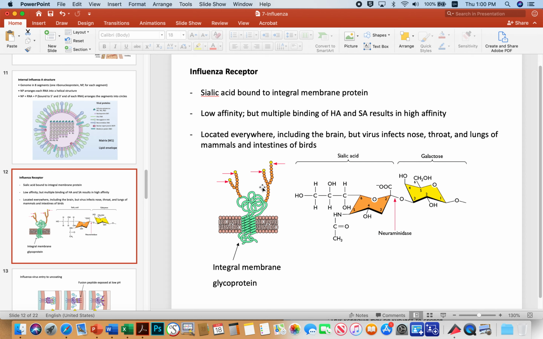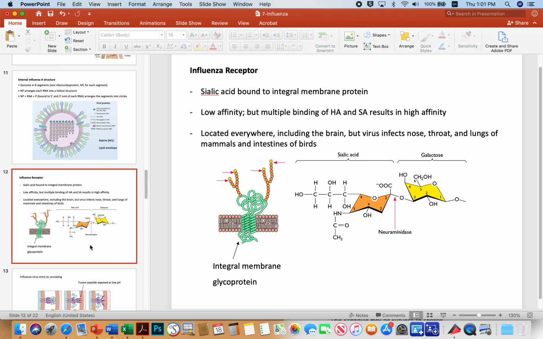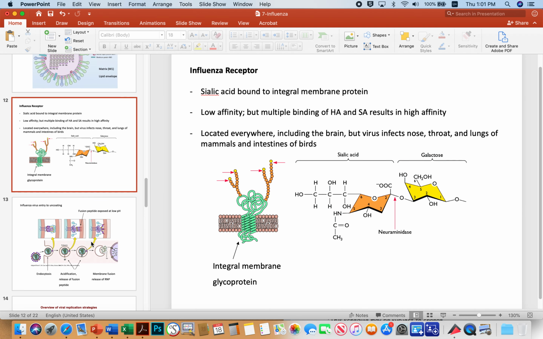Specifically, the hemagglutinin portion is looking for this sialic acid. They are located everywhere, not just in the lungs. They're in your nose, throat, and lungs as well. And they're even found in the brain, but the virus doesn't have the ability to easily get to the brain, so it definitely attacks whatever sialic acid it can find immediately, and that obviously is the respiratory tract.